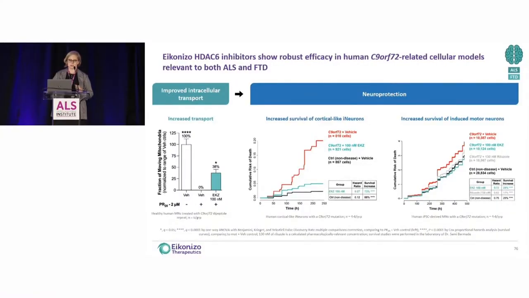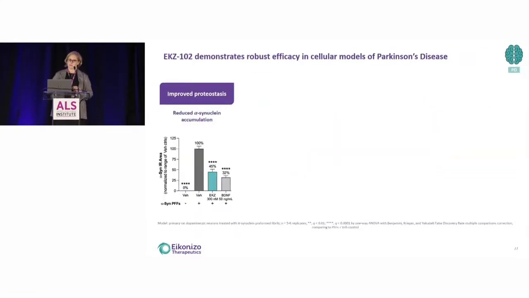Okay. In addition to these robust preclinical data in models of ALS and FTD, we're seeing similar protective effects in models of Parkinson's disease. As you can see here, this is a system where we're treating primary rat dopaminergic neurons with alpha-synuclein preformed fibrils, and that induces alpha-synuclein pathology, and our HDAC6 inhibitor strongly suppresses this.